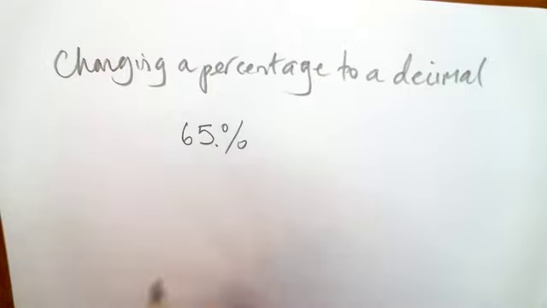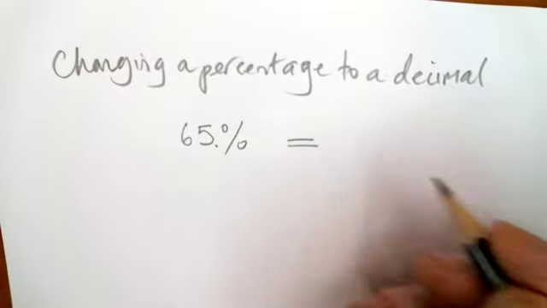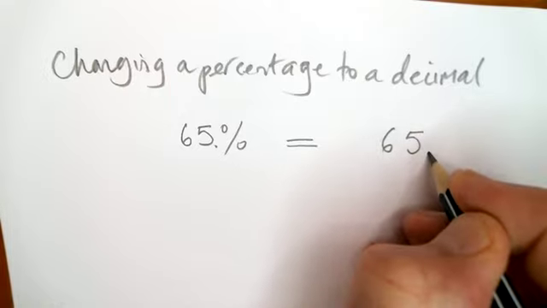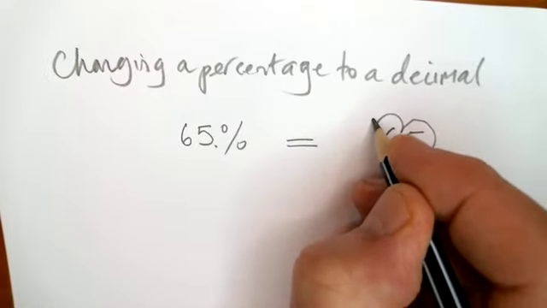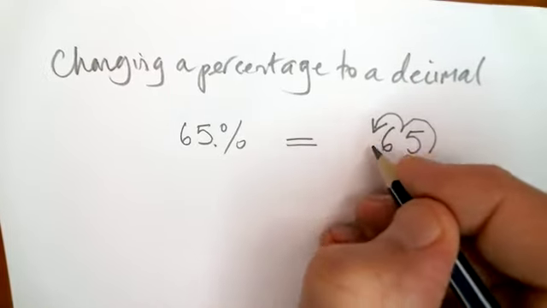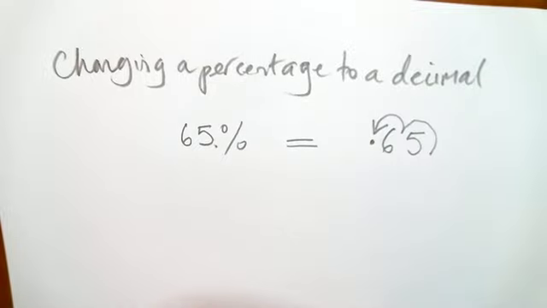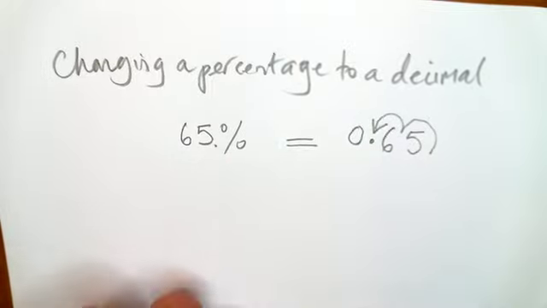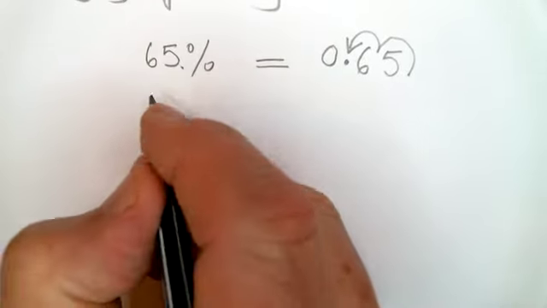So we've got our number, 65%, and we're going to make that equal to 65, decimal place over here. I'm going to move it 2 spaces to the left. Here is now the new position, and I'll put a leading 0 in front. So 65% is 0.65.